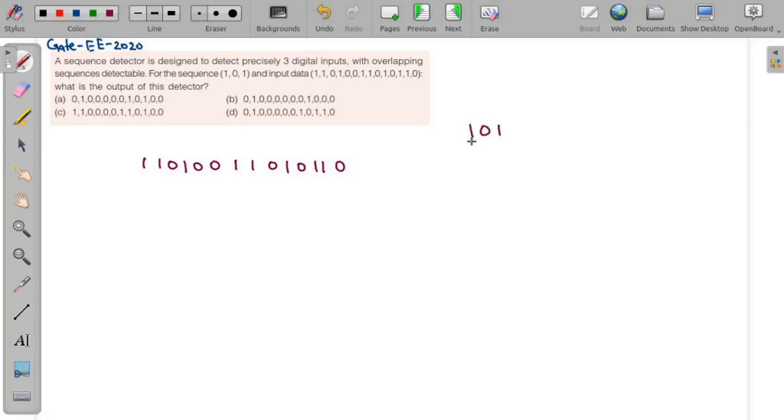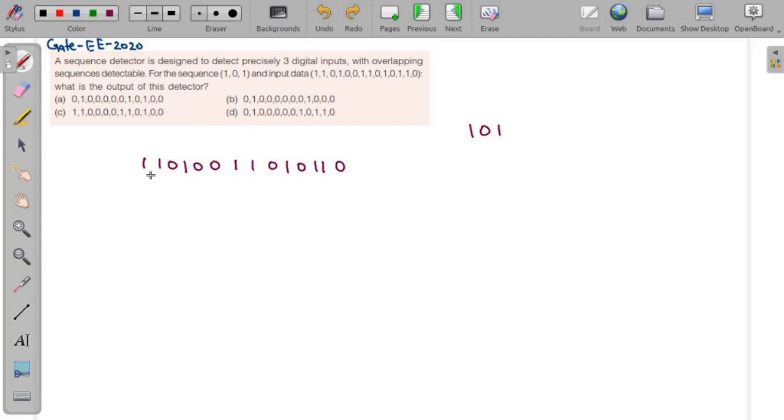The sequence detector will keep on checking bit by bit. First it will check these 3 bits, in the second clock pulse it will check the next 3 bits, in the third clock pulse the next 3 bits, and in the fourth clock pulse it will check the next, and like this it will continue. So let us see. You should be able to solve it correctly.